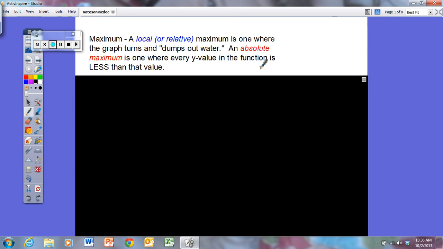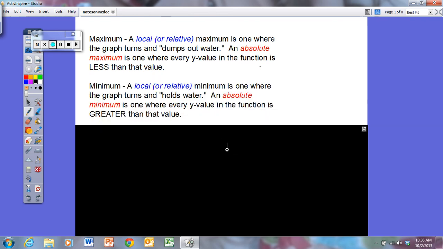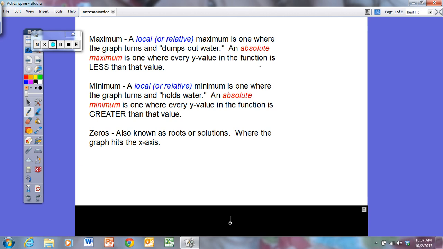A max is where one turns and dumps out water. Just write this down, read it, and then I'll explain using a picture in the next couple of slides. So you might want to pause this and make sure you get it all written down.